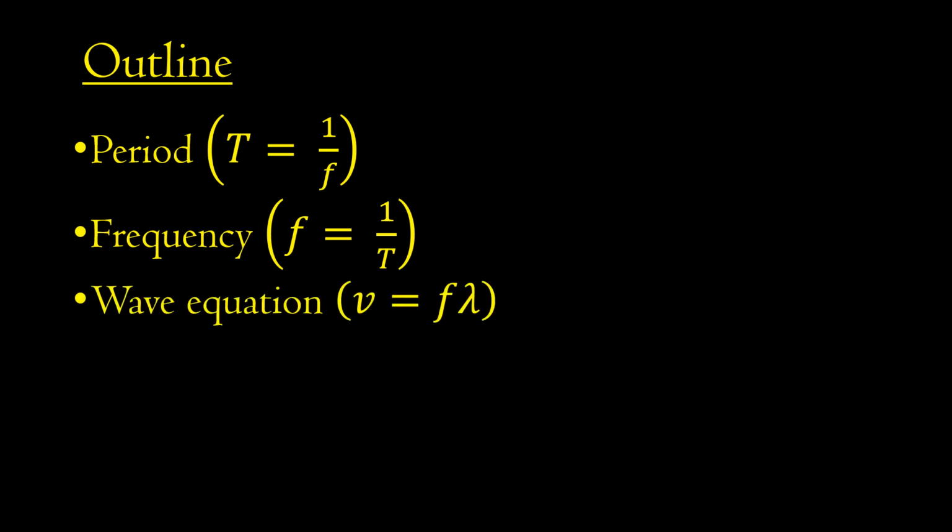Use the wave equation, which is that the speed v equals the frequency f multiplied by the wavelength lambda, to perform calculations related to longitudinal waves, and use the expression for speed, which is the speed v equals the distance x divided by the time taken, to perform calculations related to longitudinal waves.